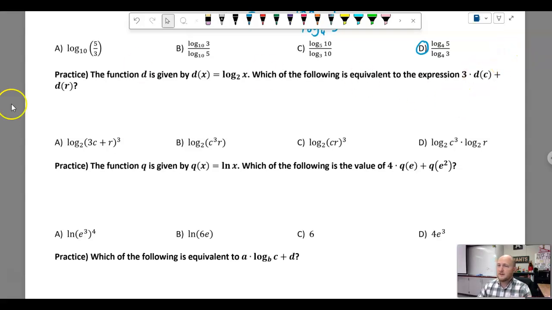College Board will throw in variables. Do not panic. Just replace the object as if it were a number. It's not a big deal here. So, 3d of c plus d of r.